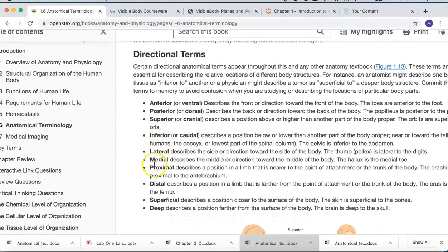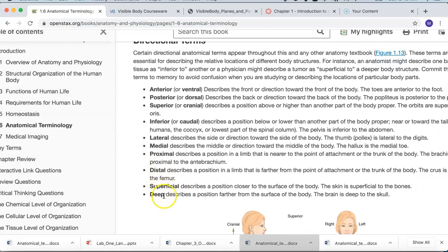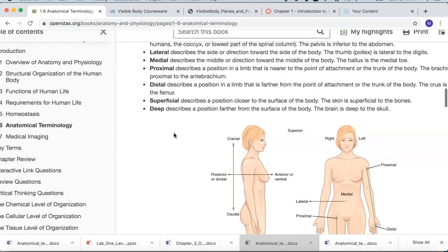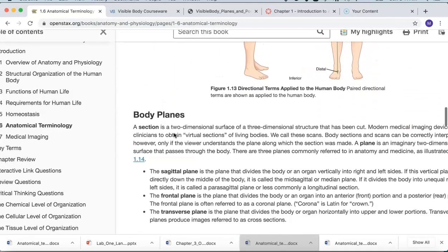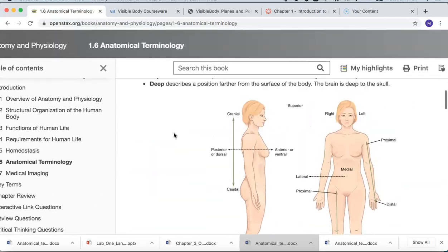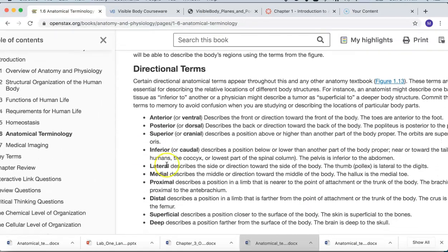All right, lateral and medial go together, proximal and distal go together, superficial and deep go together. Let me quickly talk about lateral and medial. The body has a center line. I'm not sure if that is in here. It's not, so I'm going to just talk about it up here. The body has a center line.